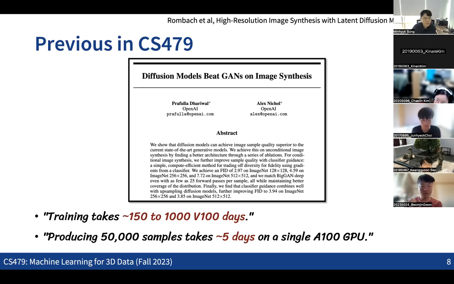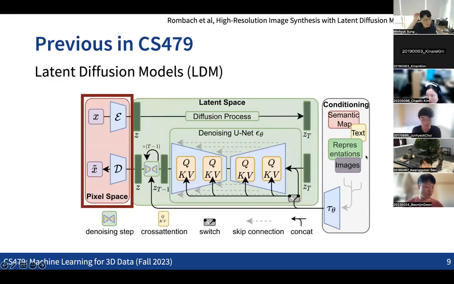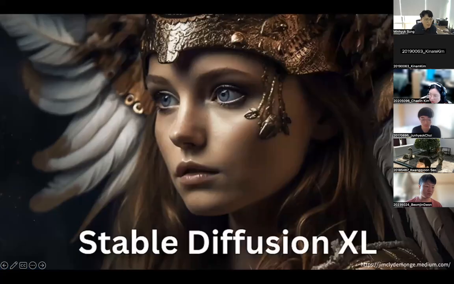To address this issue, we briefly discussed the idea of latent diffusion models, which is basically doing dimension reduction, reducing the dimension of the input data by mapping everything into the latent space using an autoencoder. This is a standard model used in many famous public diffusion models.